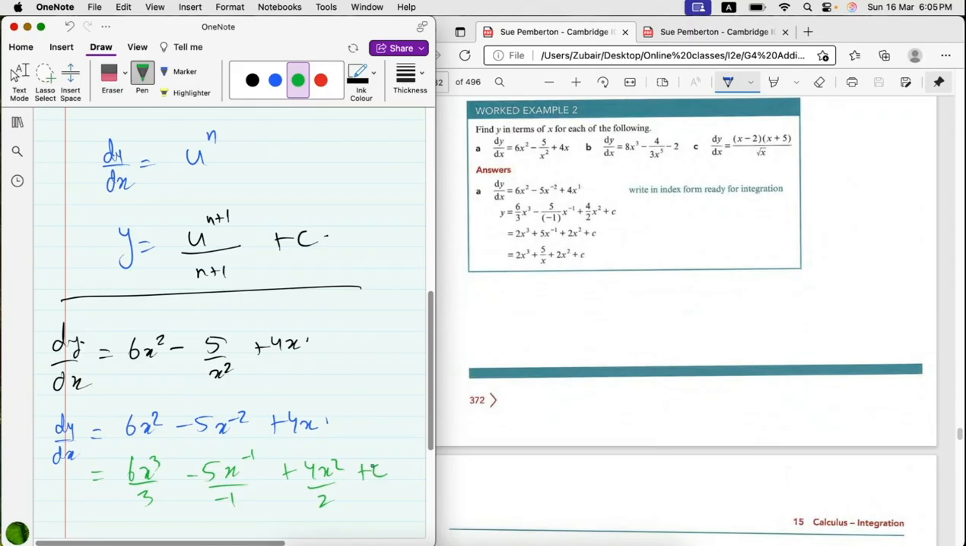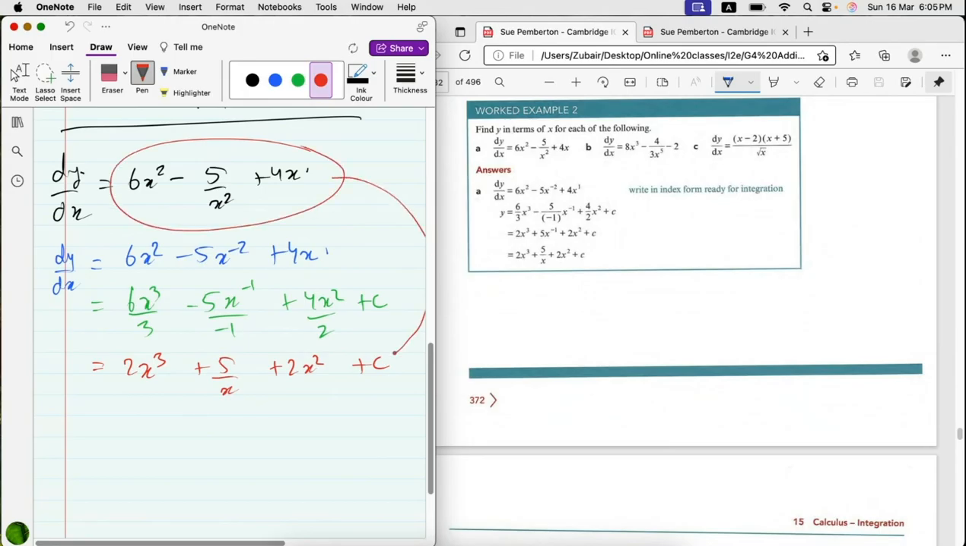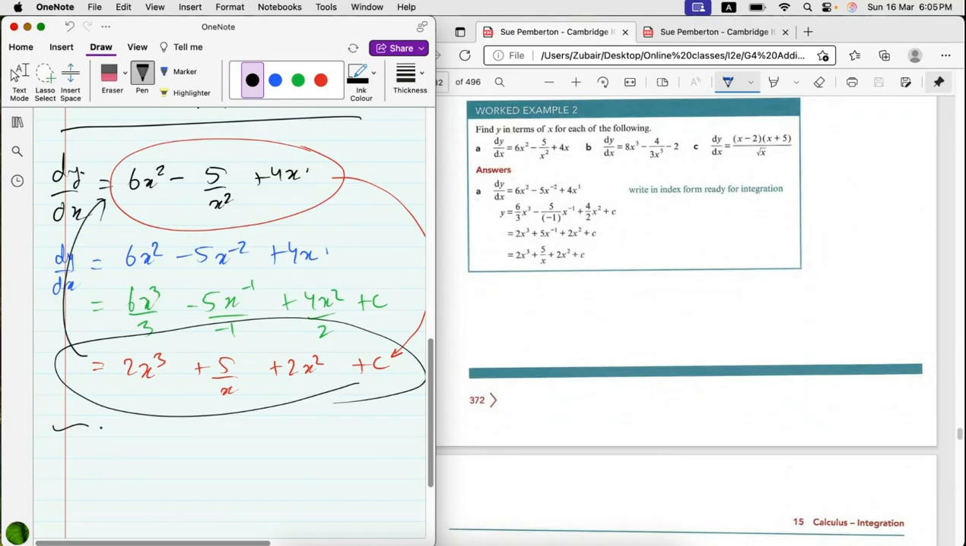Because there must have been a constant before it was differentiated. And now the simplification part. 6 by 3 is 2x cube, minus minus is plus 5 over x, 4 by 2 is 2x square plus c. Now when you integrate this, you get this. And definitely when you would differentiate this last line, you will get this back. Clear?